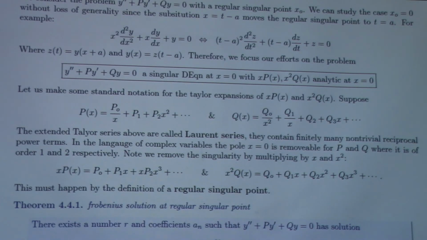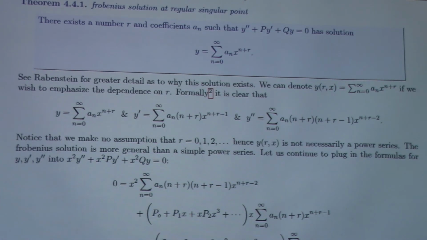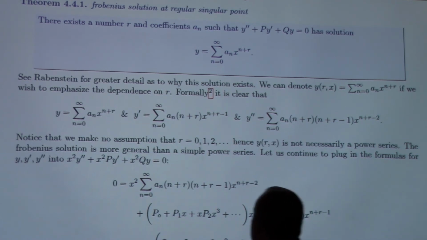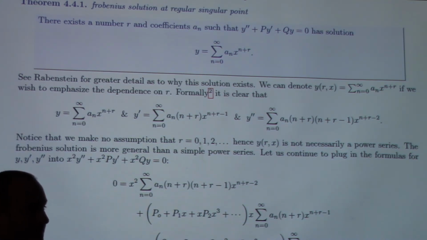So here's the Frobenius method. We assume that we've got a singular differential equation at x equal to 0, but x times p and x squared times q are analytic at x equal to 0. So I'm assuming it's a regular singular point, okay? So what you do is this. You suppose there exists a number r such that the sum of a sub n times x to the n plus r from n equals 0 to infinity provides you a solution to the differential equation.